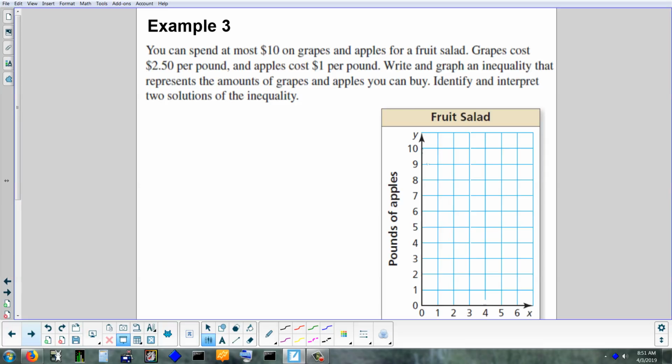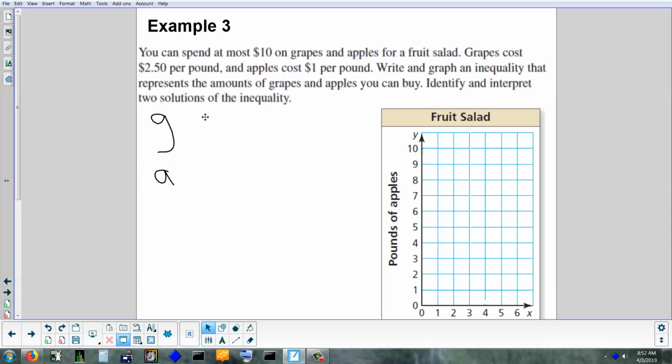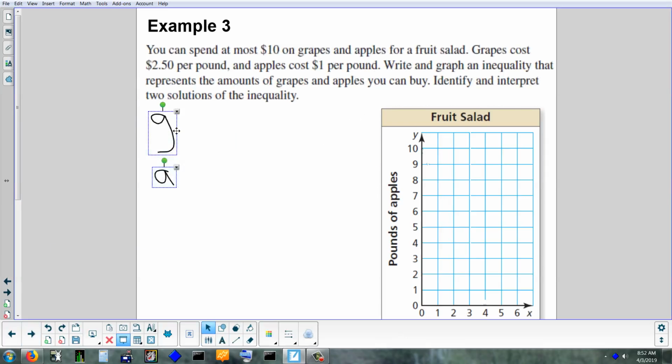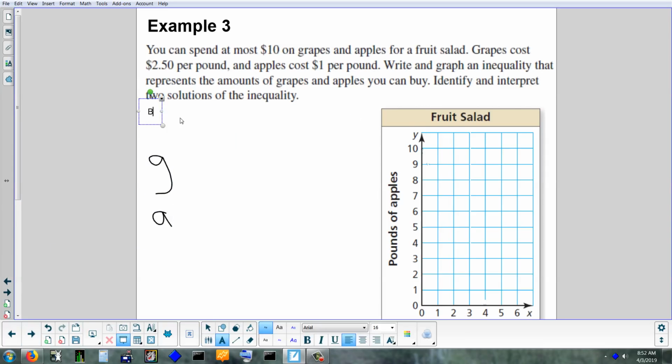So for grapes, let's use G, and for apples, we'll use A. And guys, this isn't like a system, like last week when we had to set up 2 inequalities or 2 equations. We're only going to write 1 inequality for this. That's it. We don't need 2.